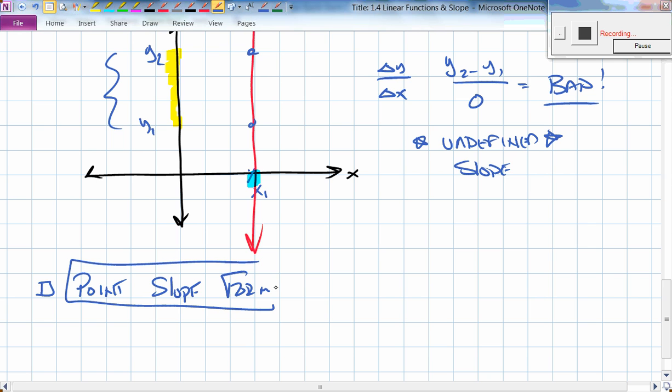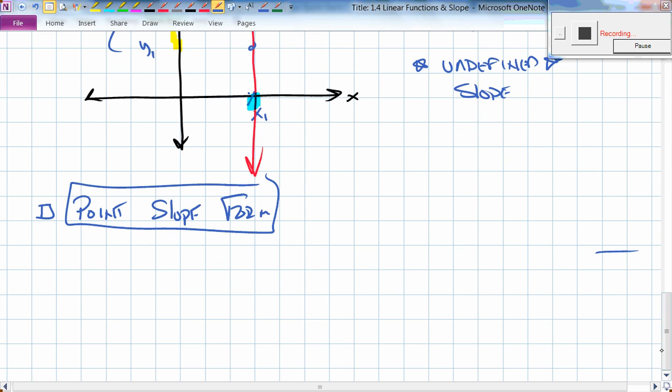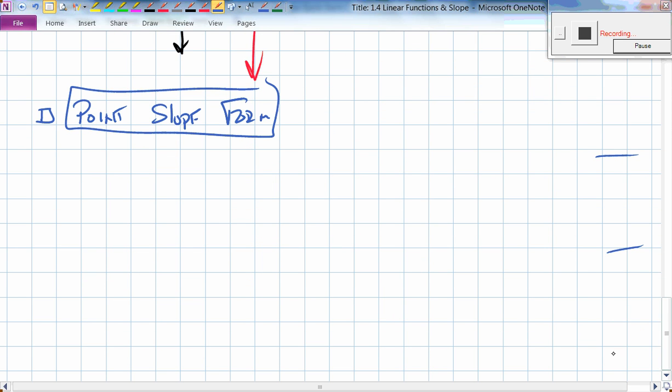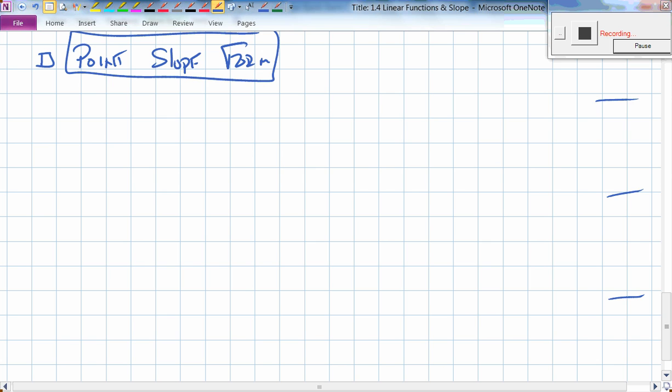The reason they call it point-slope form is because they give you a point and a slope. They make it super easy for you. So the generic breakdown is y minus y1 equals m, x minus x1. So let me dissect this for you.